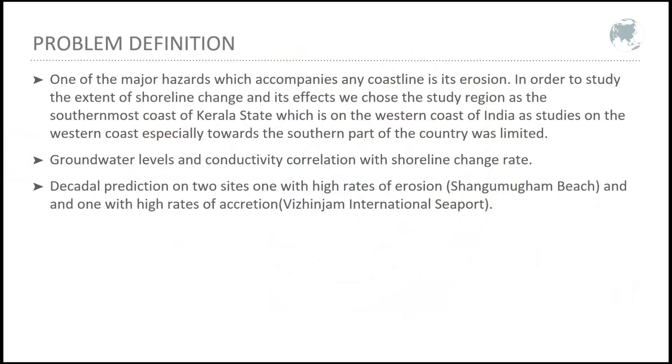In order to study the extent of shoreline change and its effects, we chose a study region as the southernmost coast of Kerala state, which is on the western coast of India, as studies on the western coast, especially towards the southern part of the country, were limited. Groundwater levels and conductivity correlation with shoreline change rate and decadal prediction on two sites, one with high rates of erosion, that is Shangumugam Beach, and one with high rates of accretion, that is Vizhinjam International Seaport. So we'll see the spots where we have mentioned these names. One which has shown high rates of erosion and one which has shown high rates of accretion.